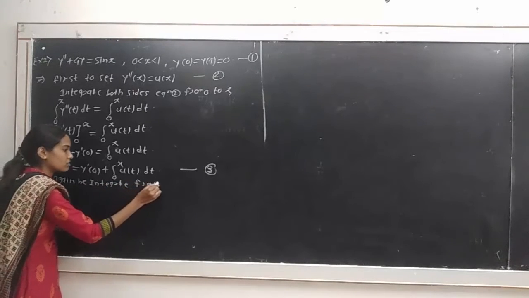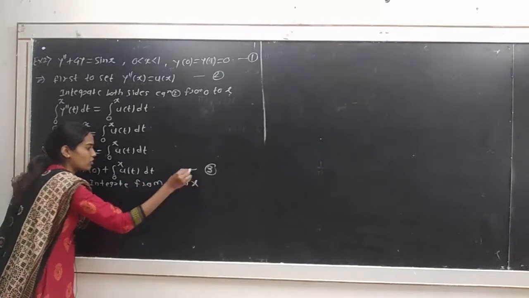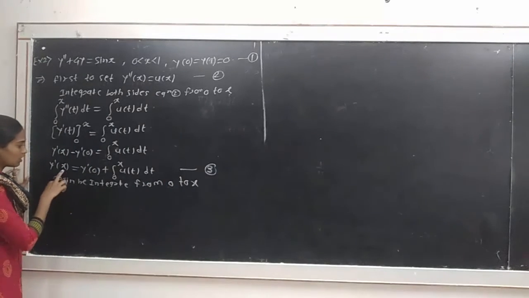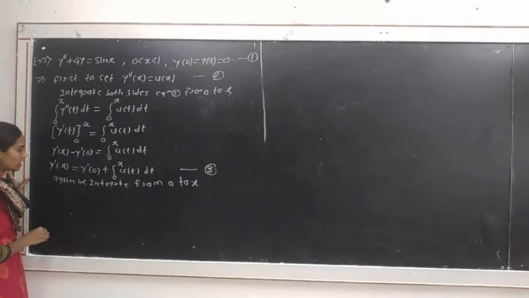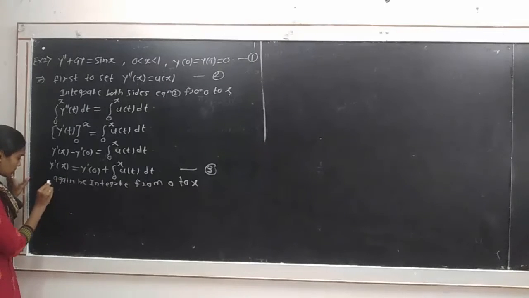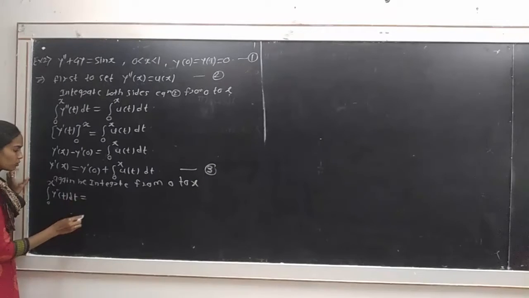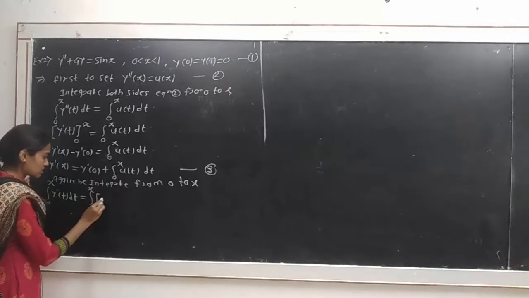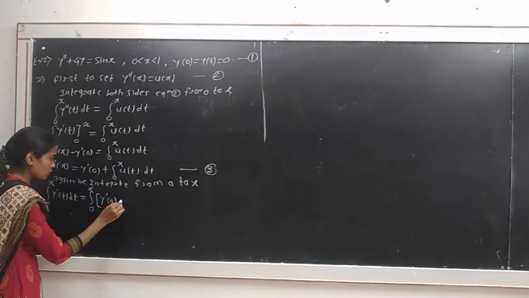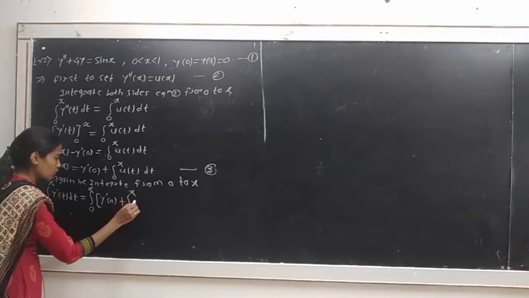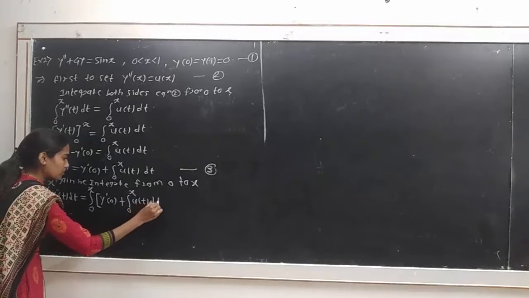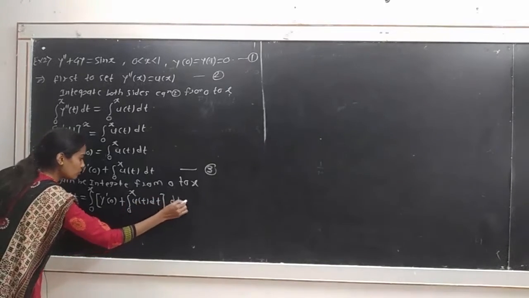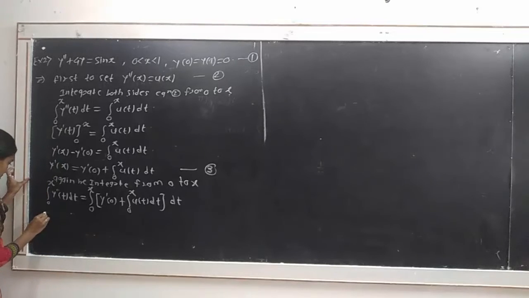from 0 to x on both sides. For converting it into a Volterra integral equation, we get integration from 0 to x of y dash of t dt is equal to integration from 0 to x, we write this in bracket, that is y dash of 0 plus integration from 0 to x of u of t dt, into dt.